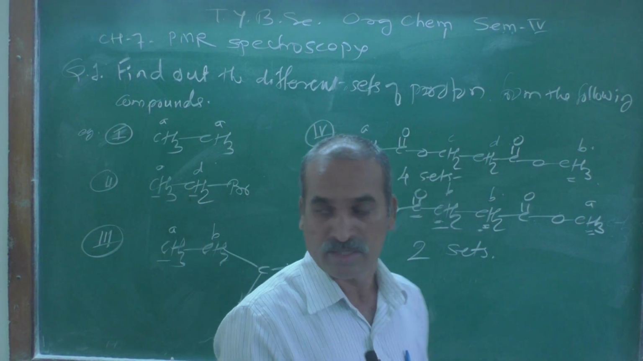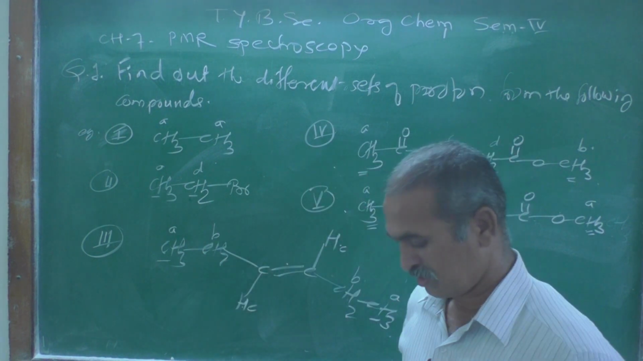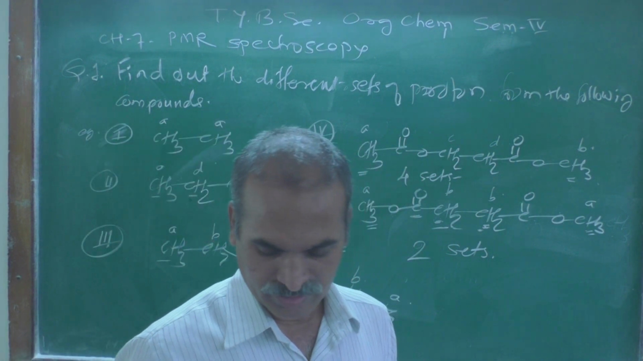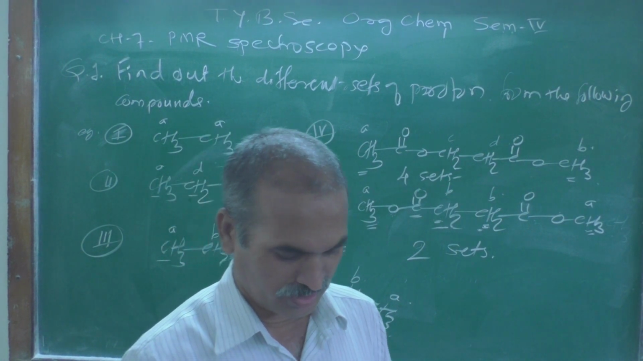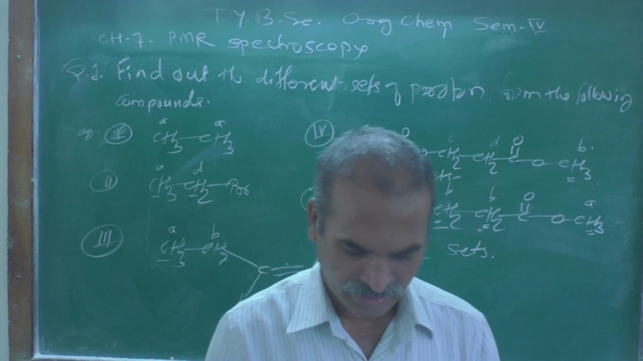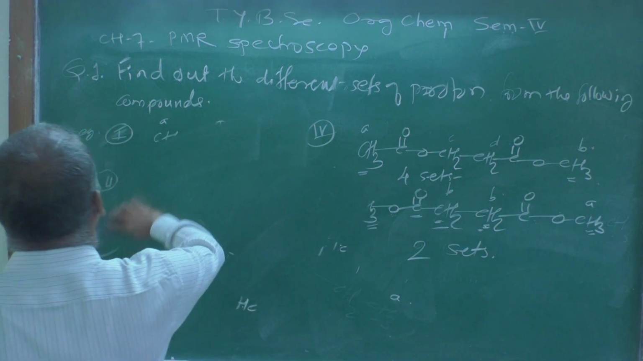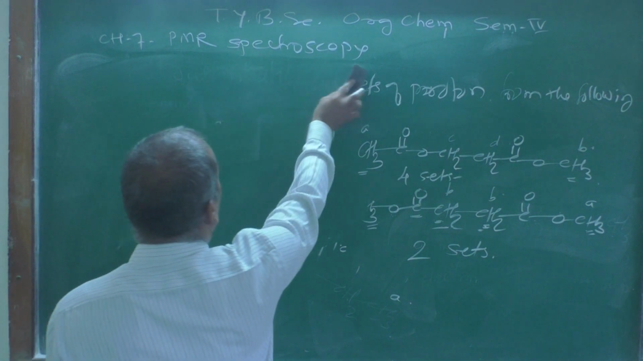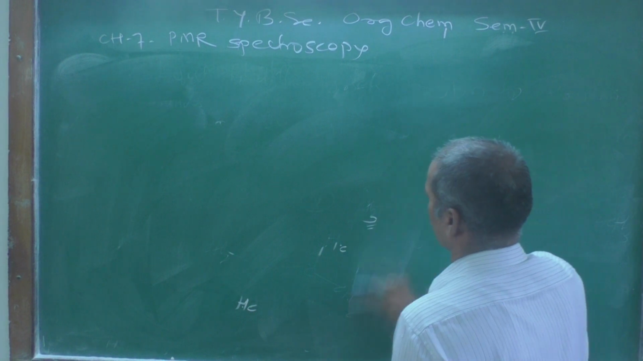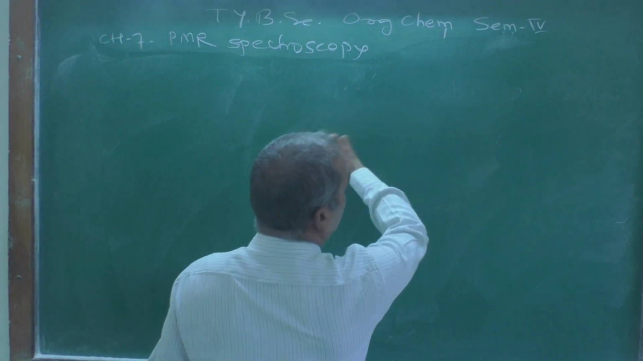Remember this one, this is an example which will help you in the exam for clarification on how to find out how many sets of protons are present in the following compounds. Now let us move on to the next example, because we are solving the illustrative problems in detail.